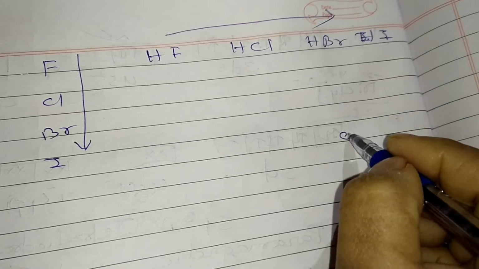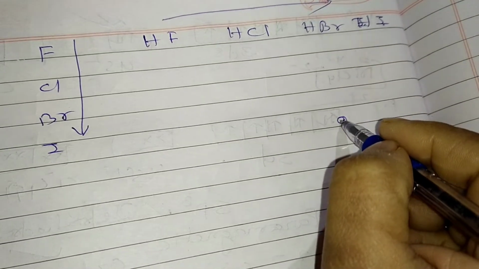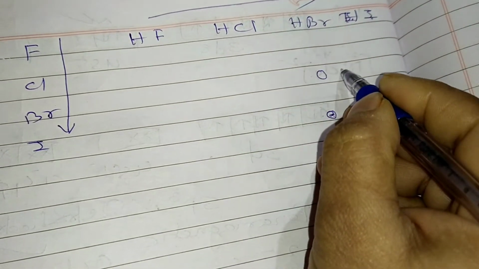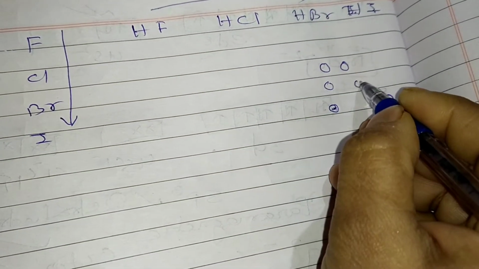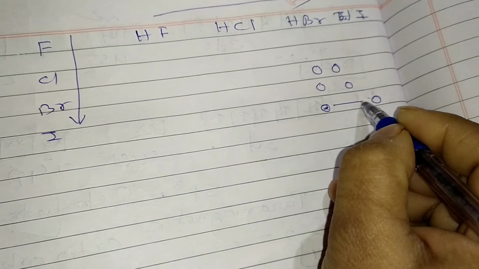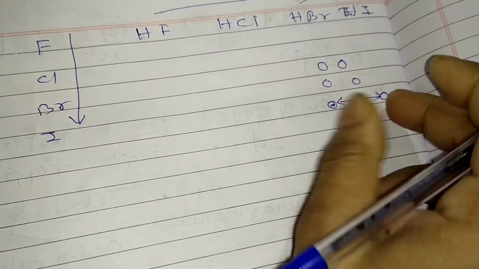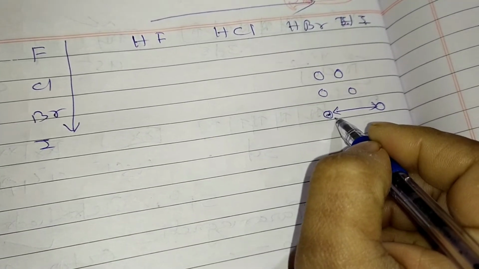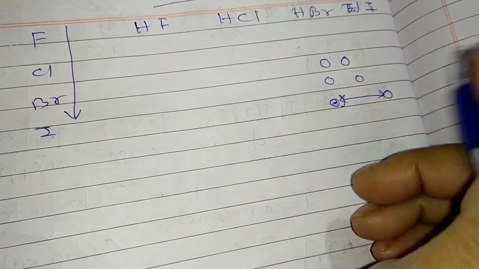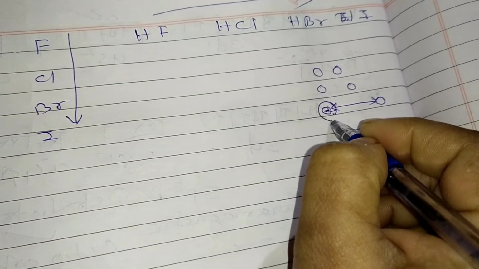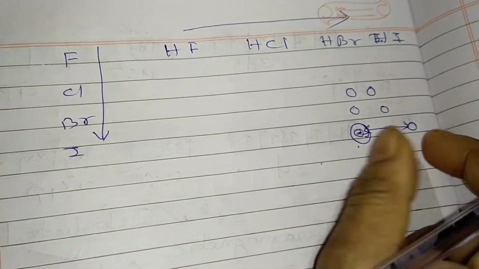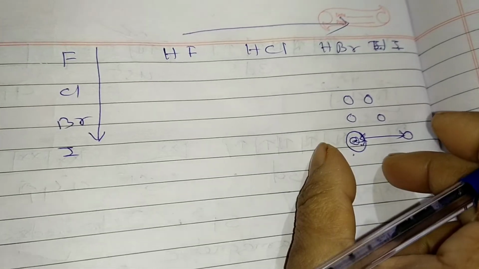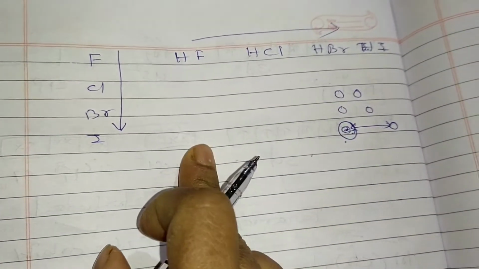Suppose this is the distance, this is the distance and this is the distance. So when size is increasing, what is happening? The distance increases, the attraction is decreasing, so the hydrogen can easily be released. That is called acid strength. Acid strength actually depends on how easily the hydrogen can be donated by the acid.